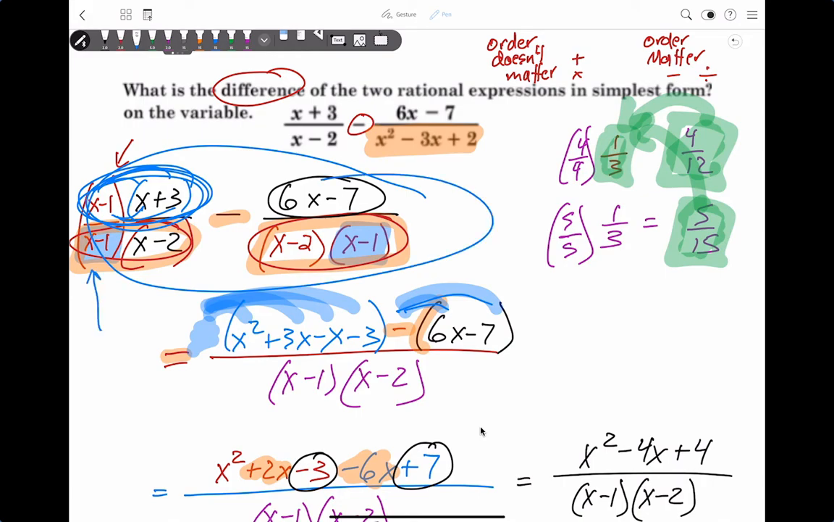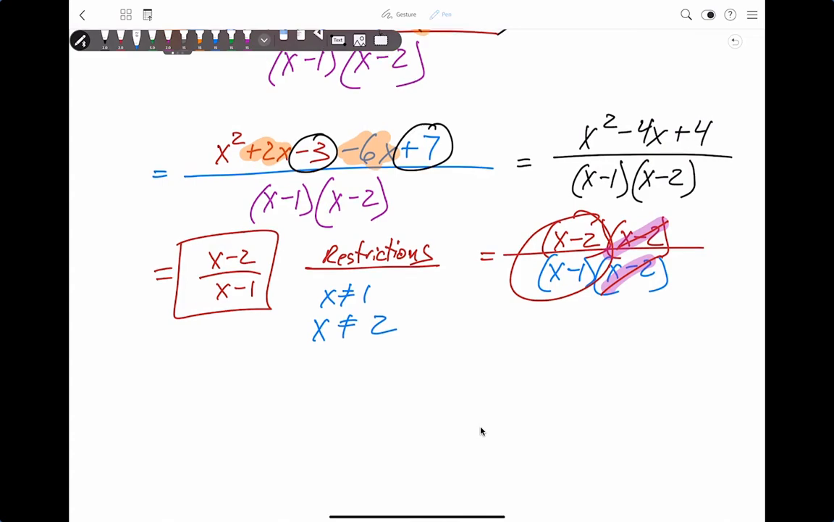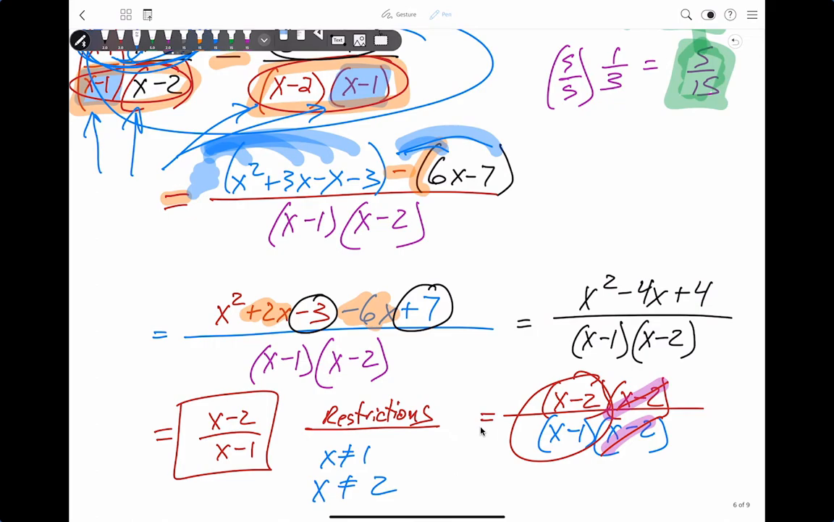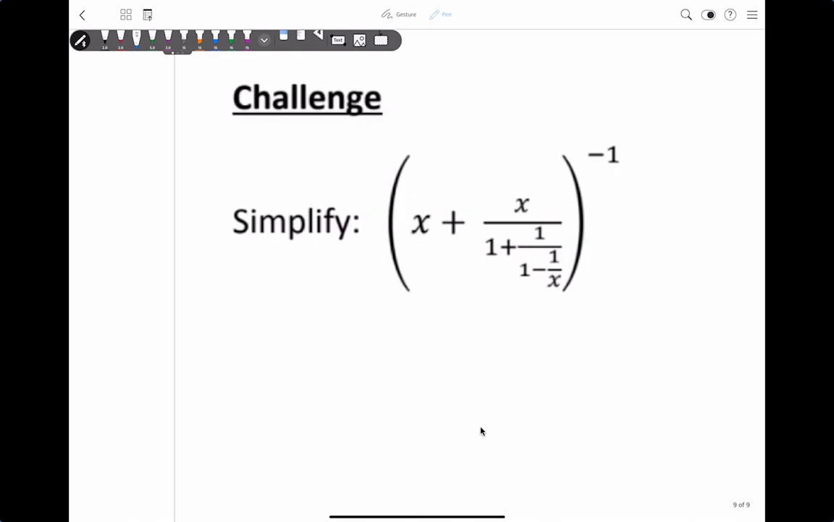I know x could not equal 1 or 2, the same here and here. So 1 and 2, x cannot equal 1 and x cannot equal 2 would be my answers, because again, it's the denominators throughout the problem that could not equal 0.